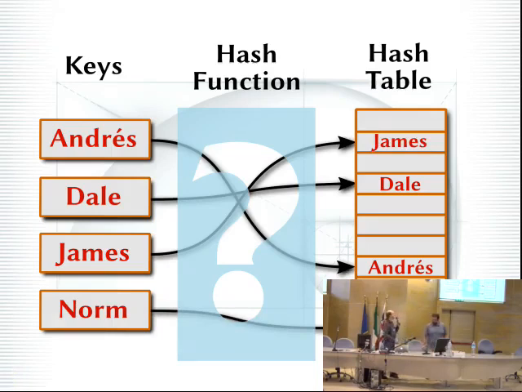So now we have a hash table, and we've stored these things through some function. When we go to look them up, we perform the same function on the name we're trying to look up, and it tells us which slot in the table to look at. And there we go, we've found it.